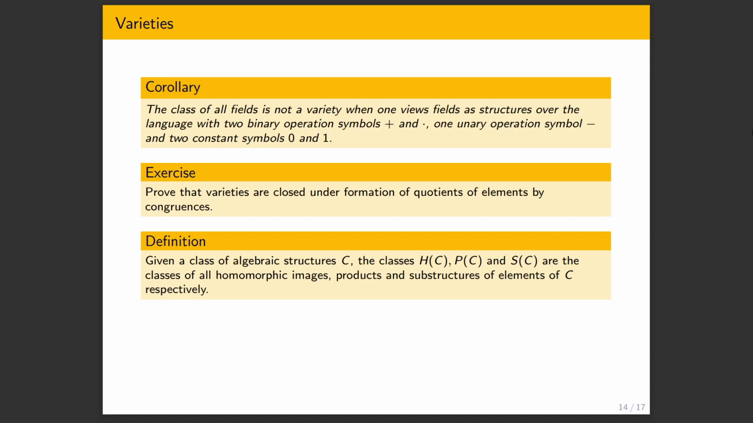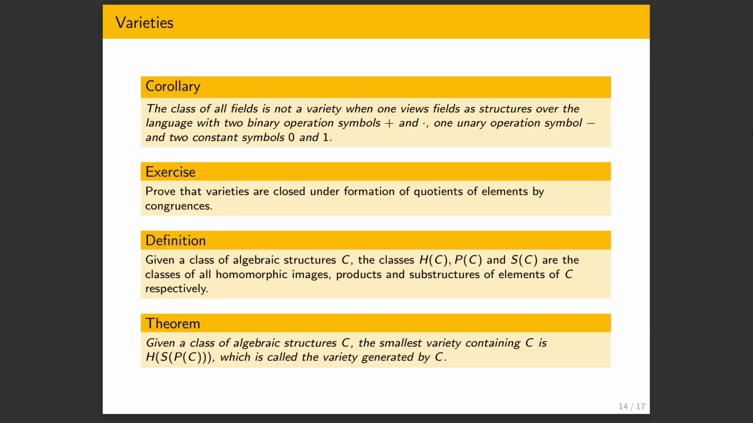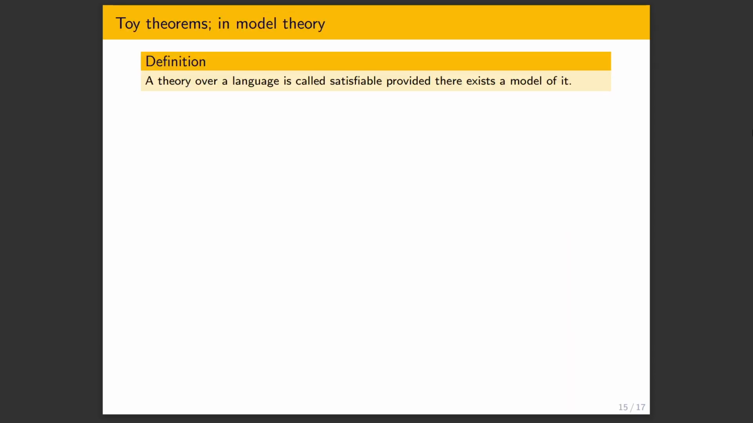So if you have a class C of algebraic structures, we have these three classes associated: H of C, P of C, and S of C. They're just the classes of homomorphic images, products, and substructures of algebraic structures from C. It's pretty straightforward, but now we have this characterization of varieties, or rather of the variety generated by a class: the smallest variety containing a class, or the intersection of all varieties containing a class. Namely, if you have a class C of algebraic structures, the smallest variety containing C is this thing. We first close C under products, then under subalgebras, or substructures, and then under homomorphic images. And this is then the variety generated by C.